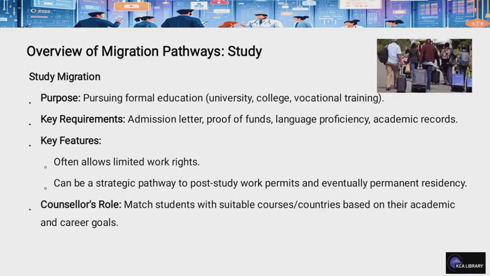Looking at the migration pathways, the first is study migration. And what is the purpose of study migration? It's actually the pursuing of formal education in a university, college, or vocational training, and the key requirements are the admission letter, proof of fund, language proficiency, and academic records. And a key feature is that it often allows limited work rights. It also can be a strategic pathway to post-study work permits, and eventually permanent residency.